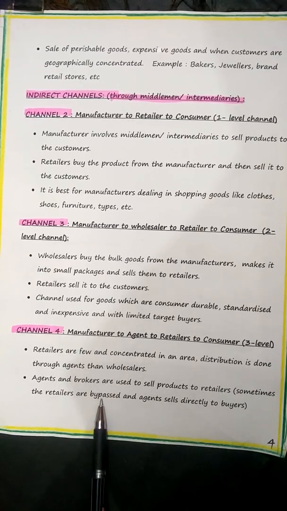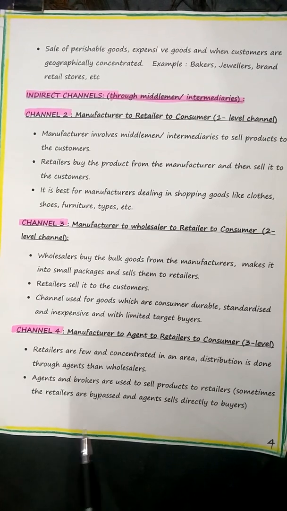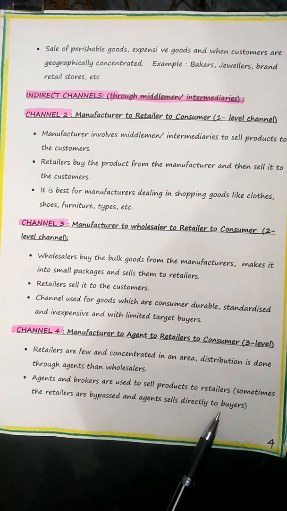So, what is the meaning of bypass, children? They take an alternative channel. They go around, avoid, we say shortcuts. I repeat again, agents and brokers are used to sell products to retailers. Sometimes the retailers are bypassed and the agents sell directly to the buyers.